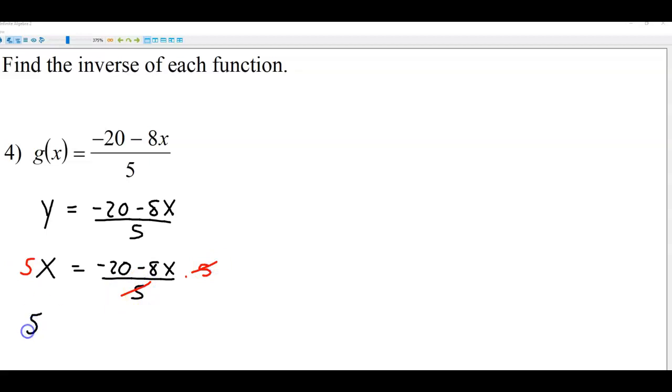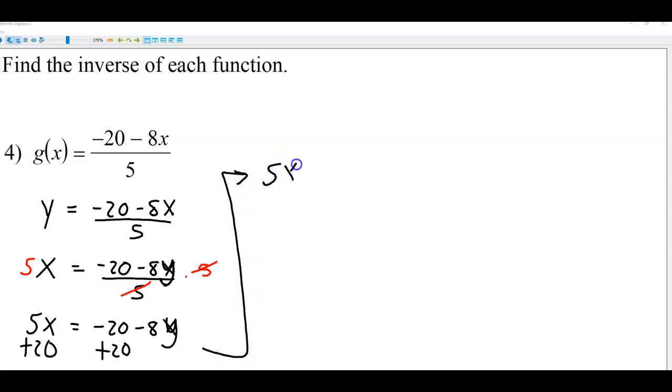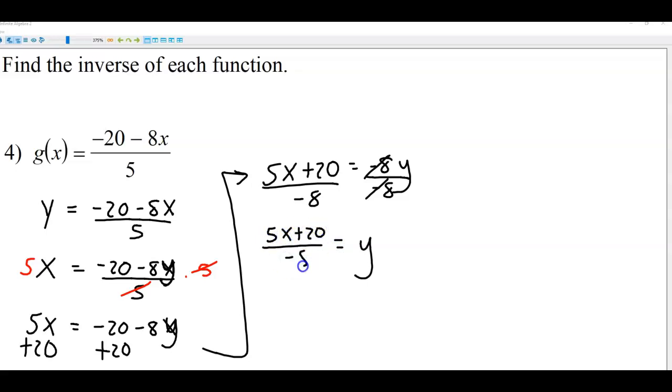Okay, so I have 5x equals negative 20 minus 8x. Oh, that's not supposed to be an x though, is it? That's supposed to be a y, because I switched the x and the y around. All right, now we're going to go ahead and add 20 on both sides. Then we're going to divide both sides by a negative 8. So this is an acceptable answer.